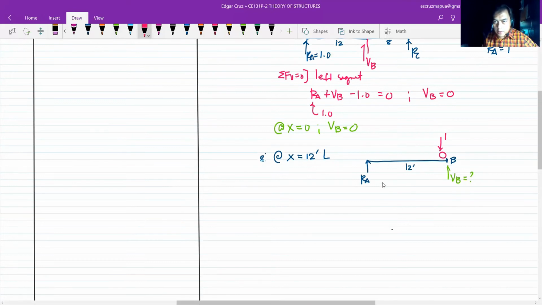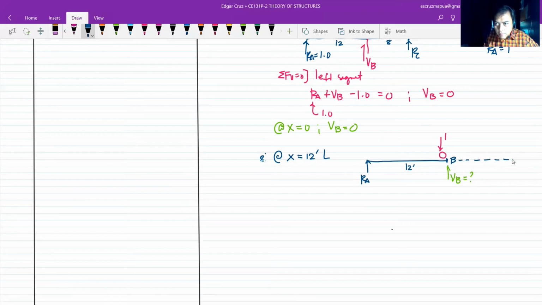Okay, so ano natin? So first, let us solve for the reaction. Let us solve first for the reaction. Okay, so continue ko lang. So ito yung right segment of the beam. Andito yung RC. Okay, so ito ay 8 feet. Okay?